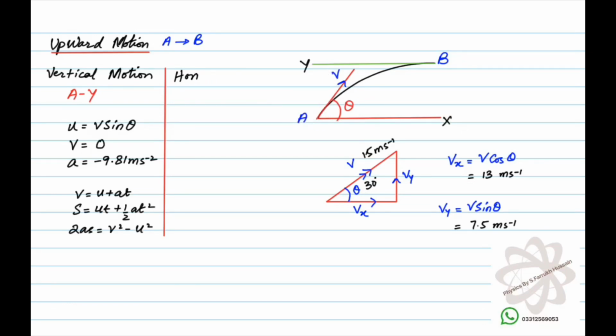Now considering horizontal motion, which is from A to x, the horizontal velocity is 13 meters per second. And since there is no air resistance, there is no force acting horizontally to affect the motion, so there will be no change to horizontal speed. It will remain the same throughout the motion.